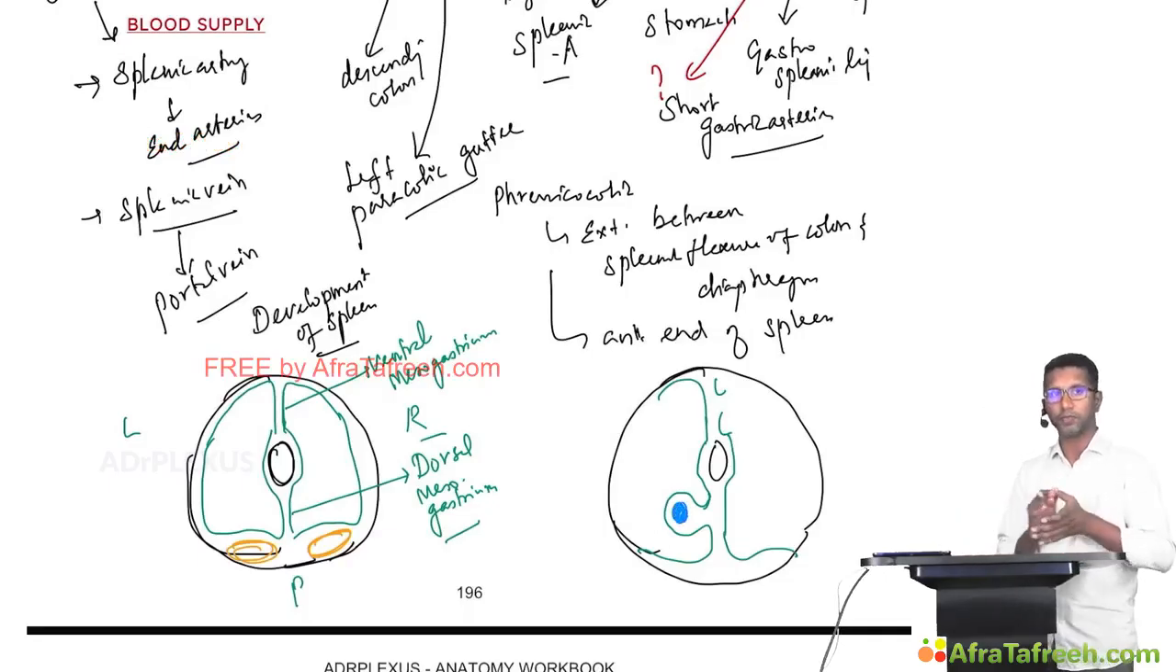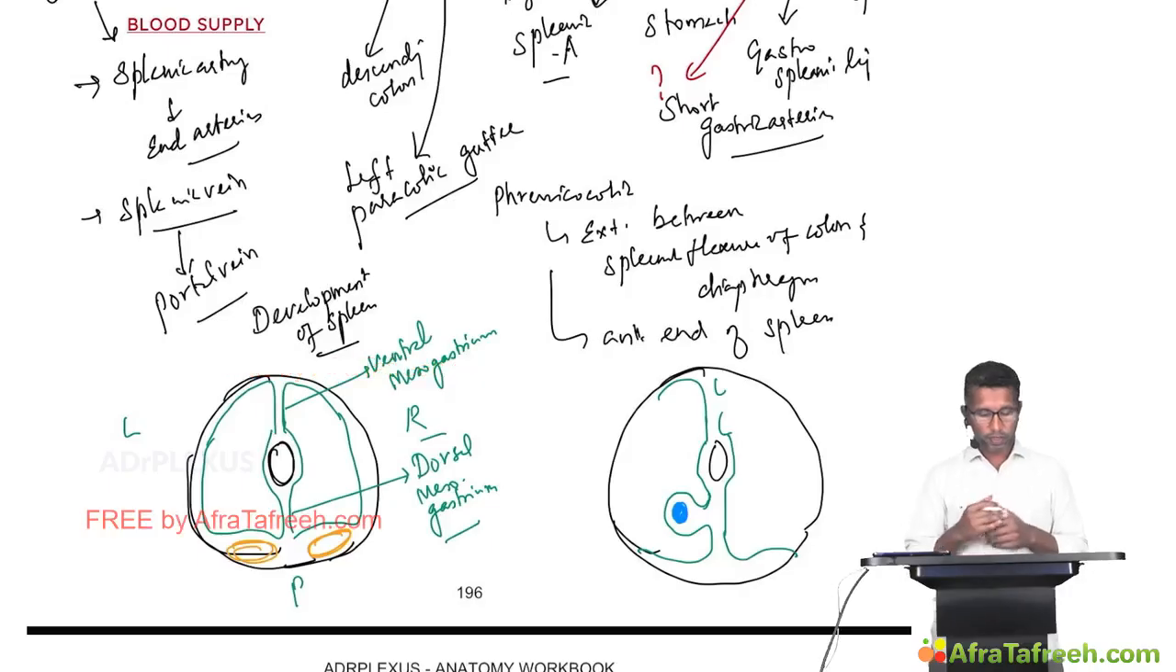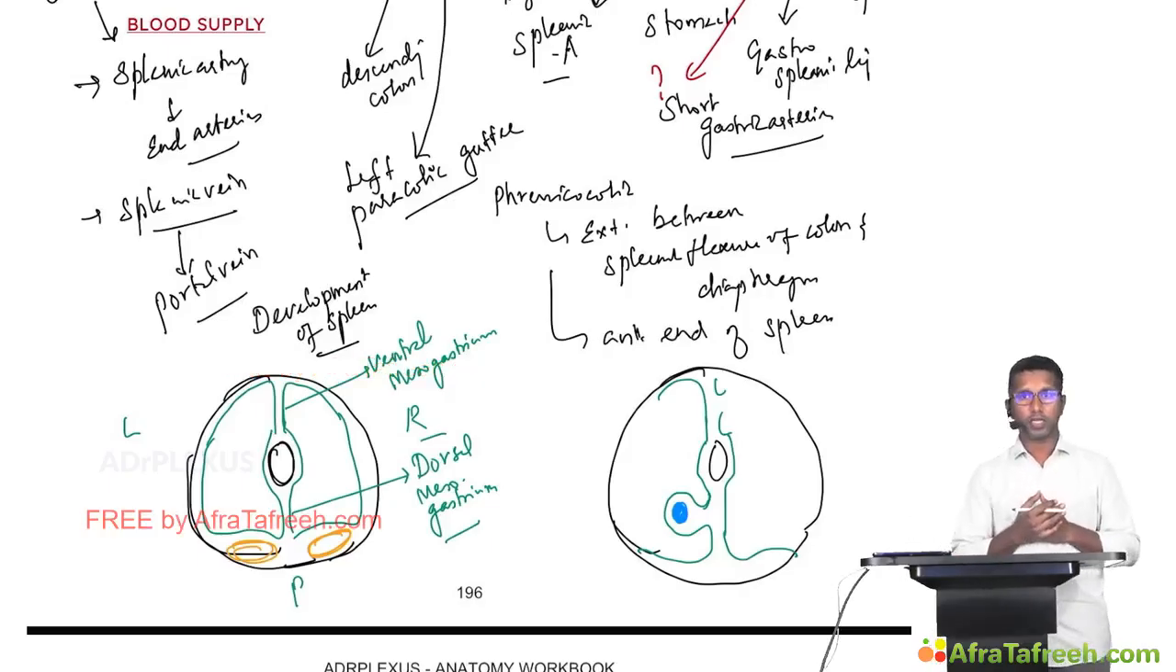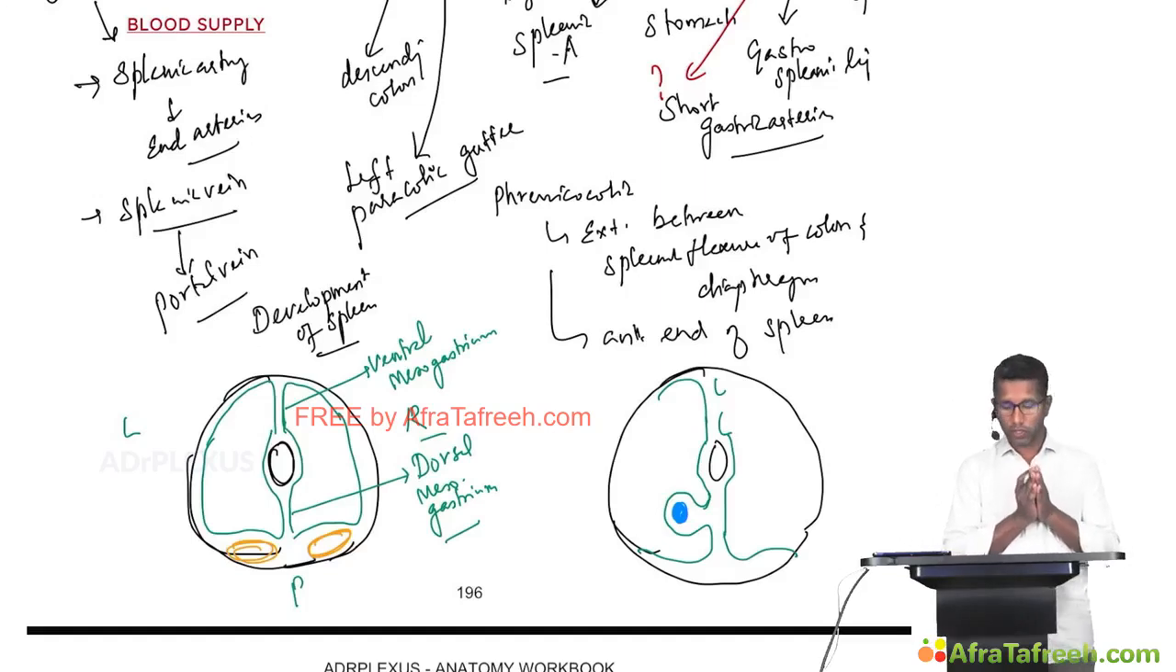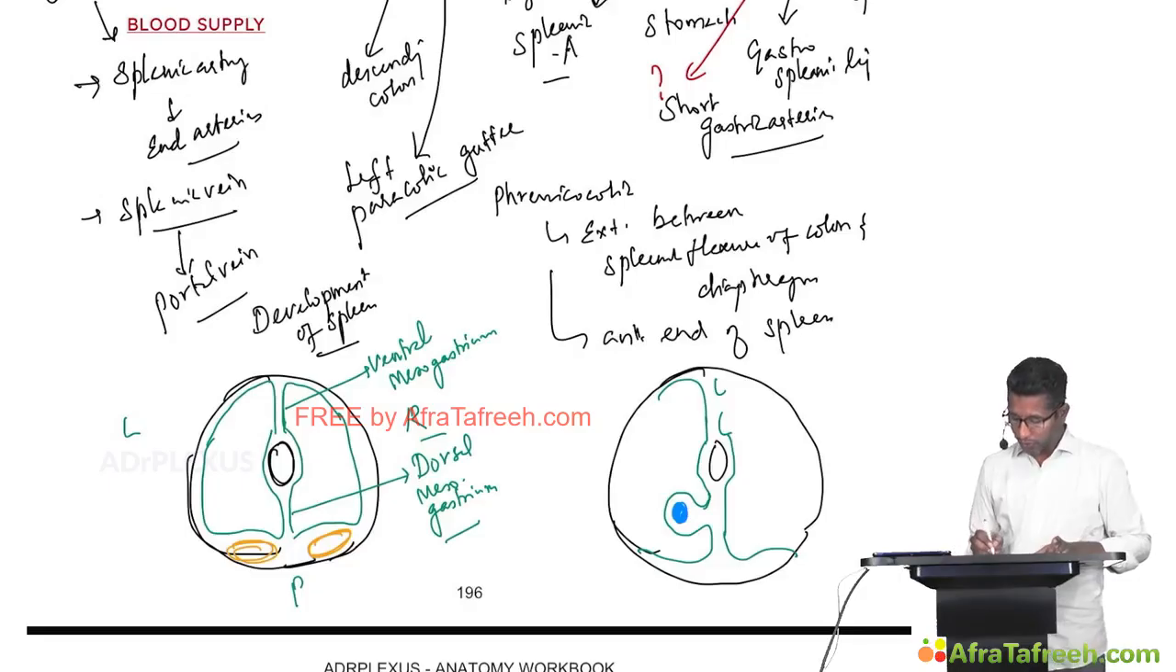So if somebody asks you, where does the spleen develop from? It develops from the dorsal mesogastrium. If you want to say specifically which leaf of the dorsal mesogastrium, it arises from the left leaf of the dorsal mesogastrium. You can very well see here the kidney is present here.